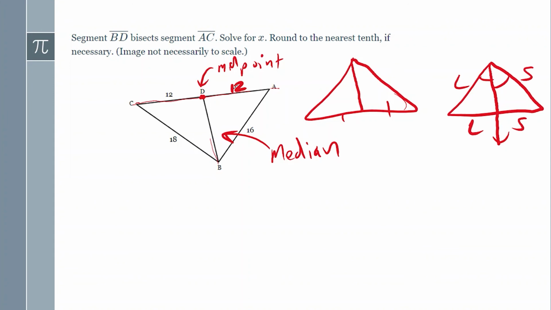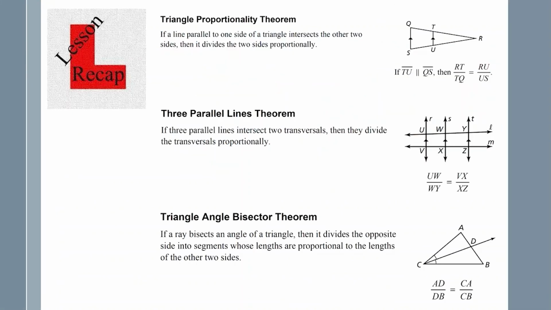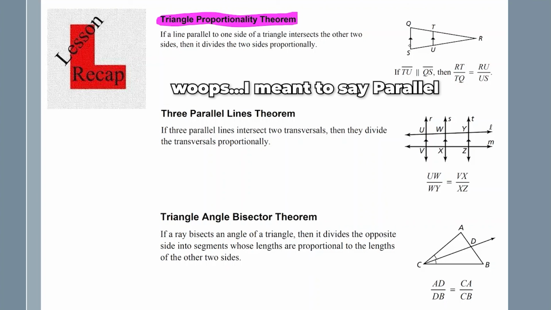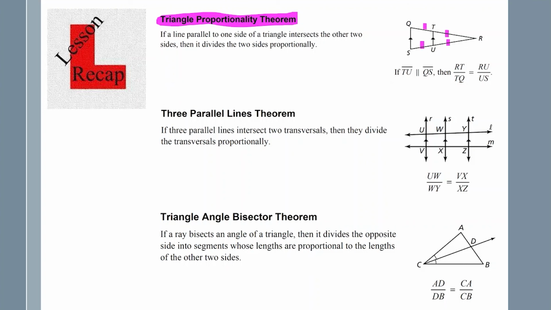All right, so here's a lesson recap. We've got three big ideas: the triangle proportionality theorem, the side splitter theorem. This segment, if it's parallel to the third side, divides these two sides proportionally. And we've got the three parallel lines theorem, which is just an extension of this, that three parallel lines through two transversals divide the two transversal or intercepted segments proportionally. So this piece is to this piece as that piece is to that piece.